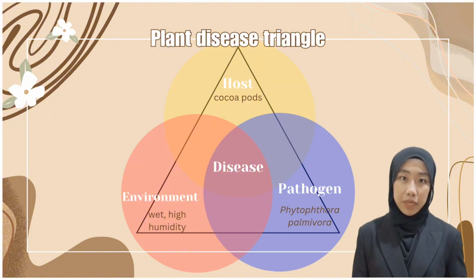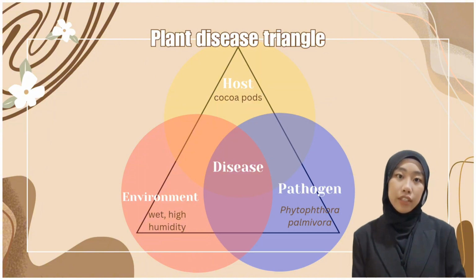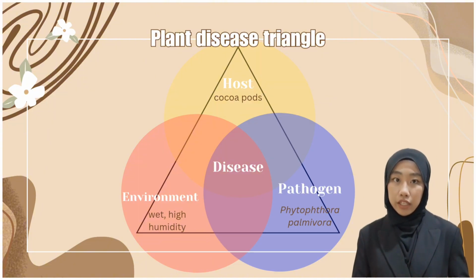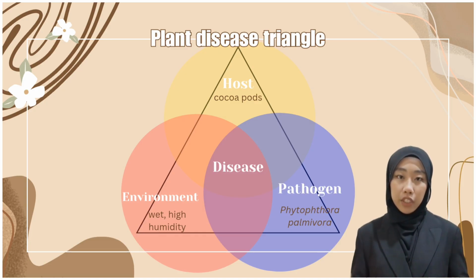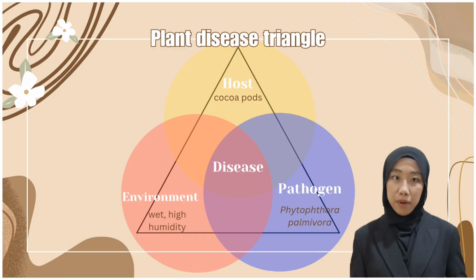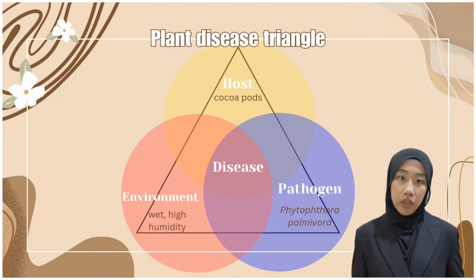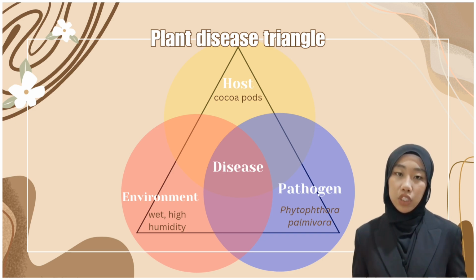Based on this plant disease triangle, disease occurs when all sides of the triangle are available. As you can see here, in pathogen we have Phytophthora palmivora, in host we have the cocoa tree, and in environment we have the wet and high humidity. All of this concludes the disease, which is the black pod rot disease.